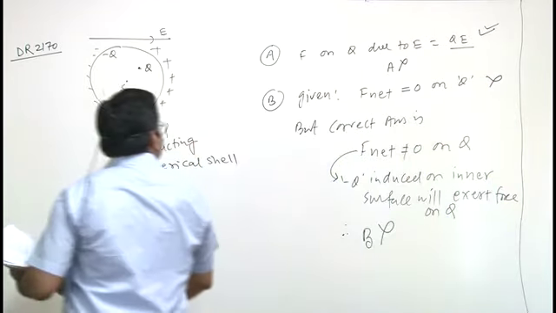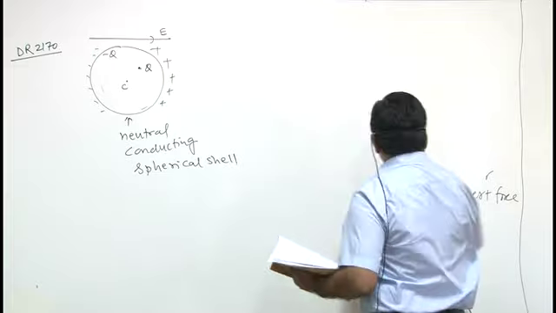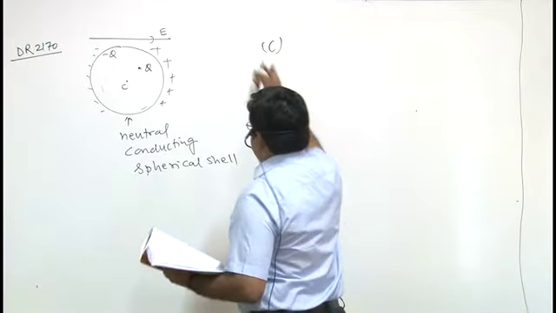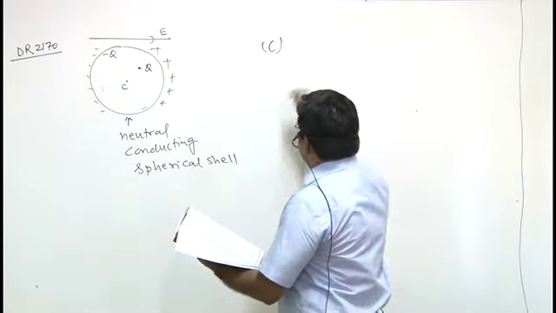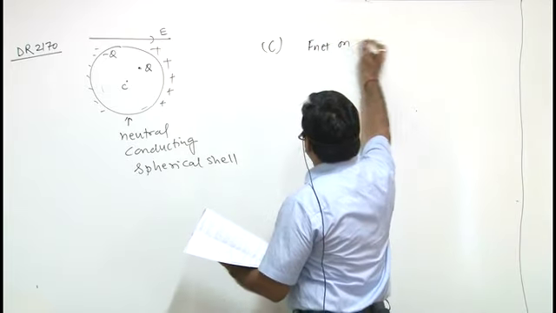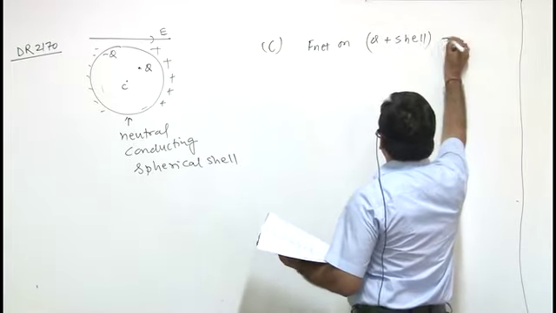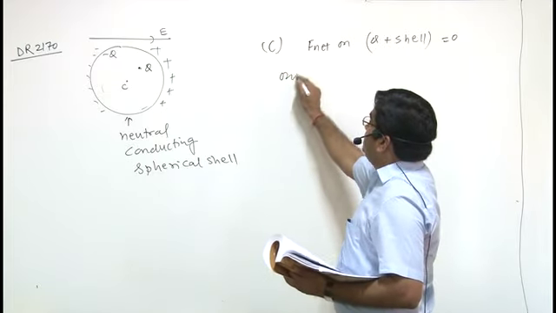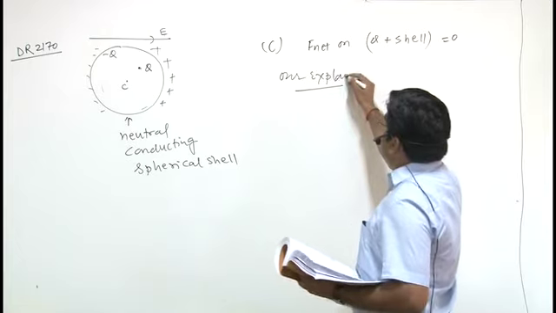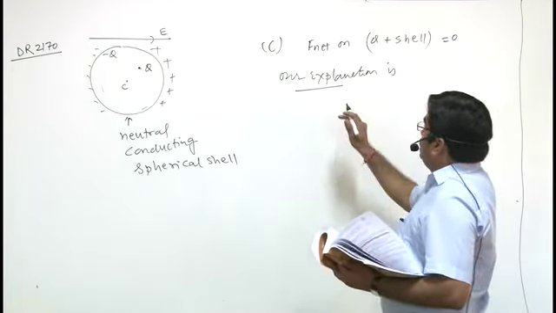Now come to option C. What they are saying in C, let us see. Option C says the net force acting on Q and the conducting shell considered together, F net on Q plus shell, will be 0. This is what the option says. But our explanation is this: this is Q, this is minus Q, this is plus Q.